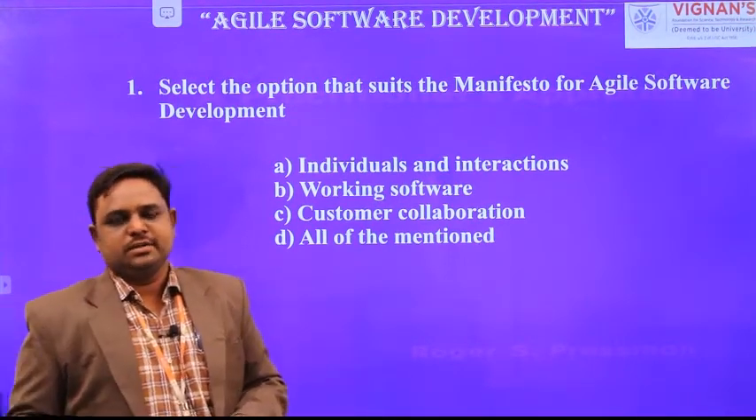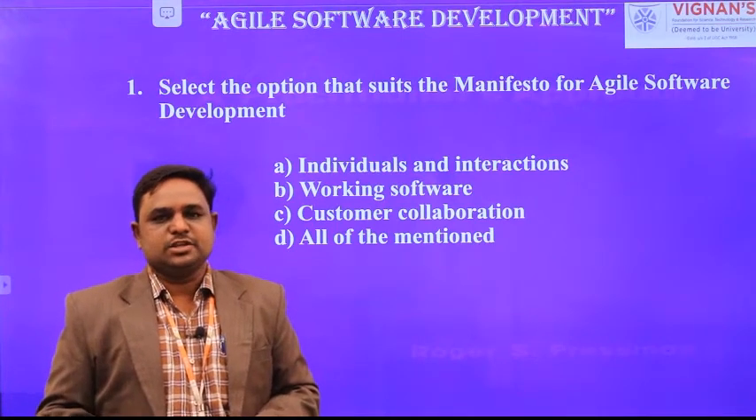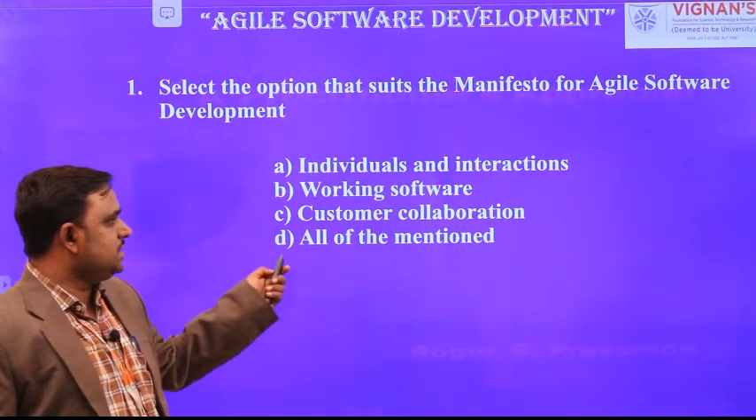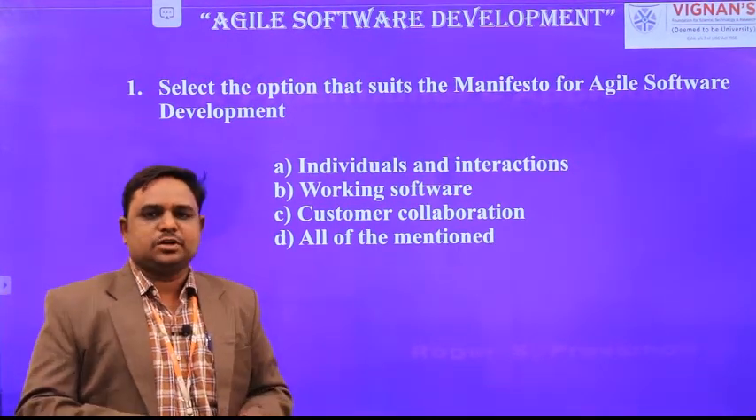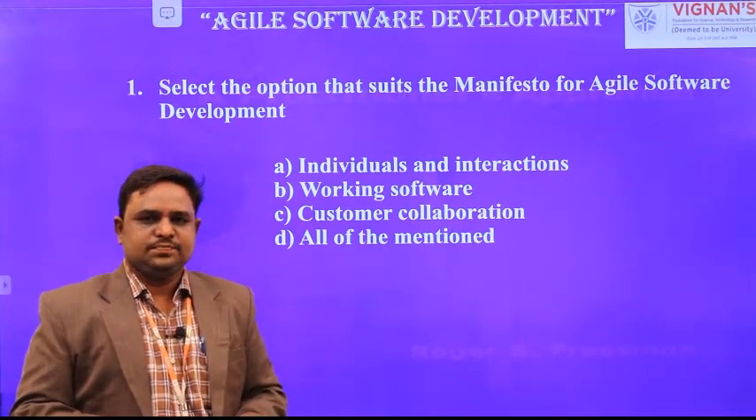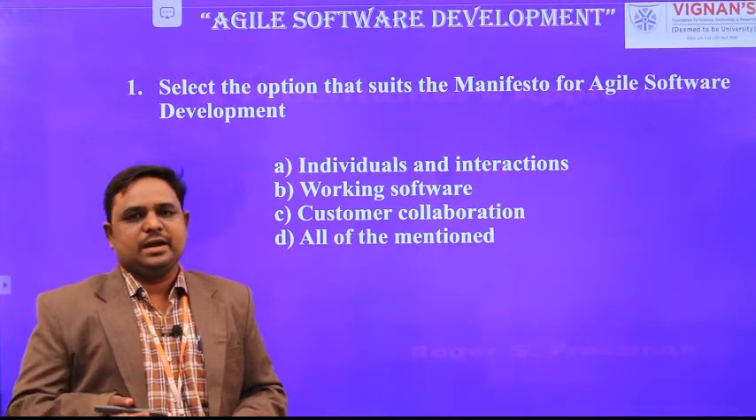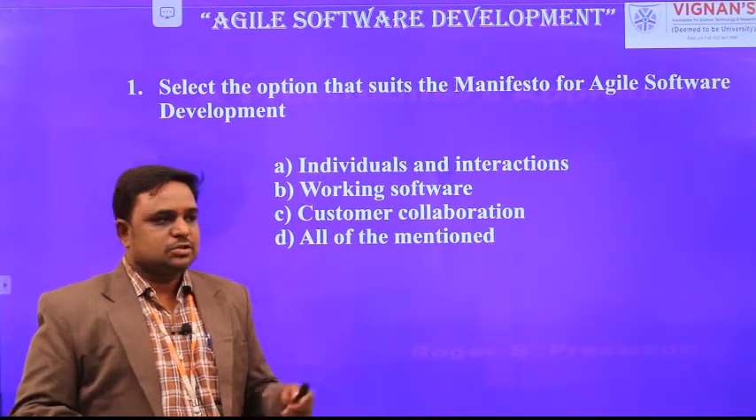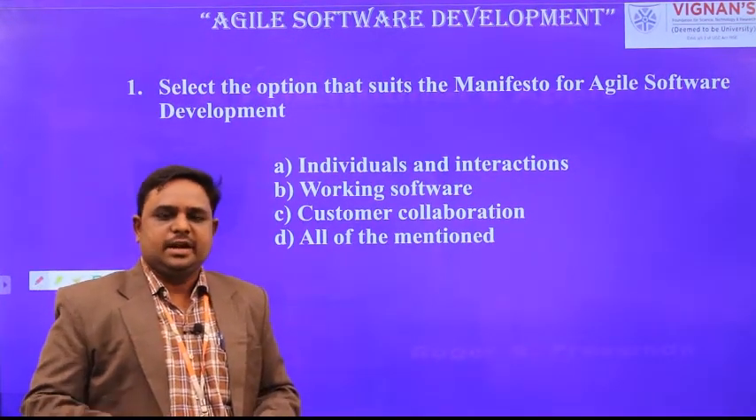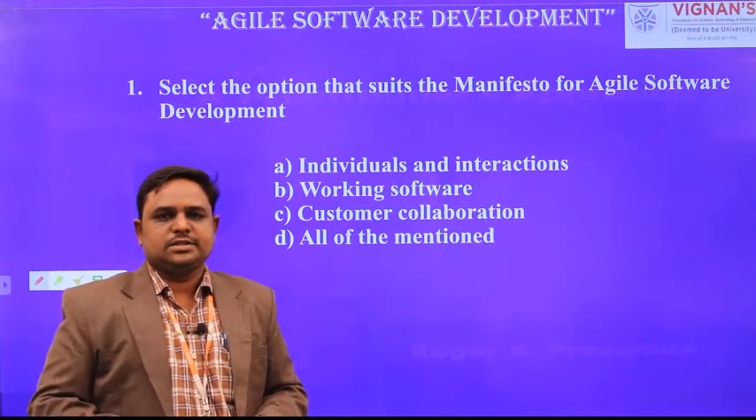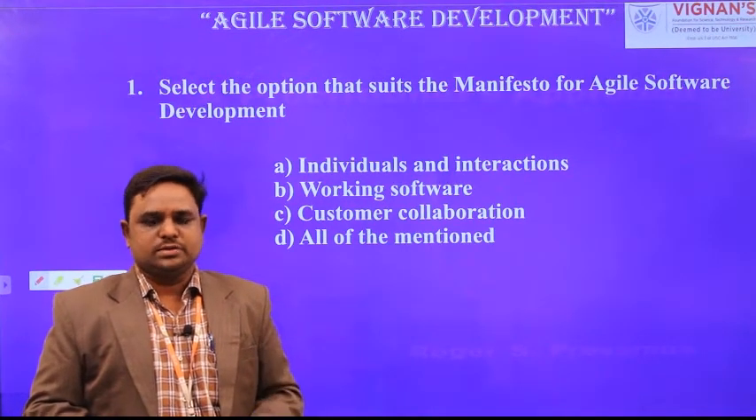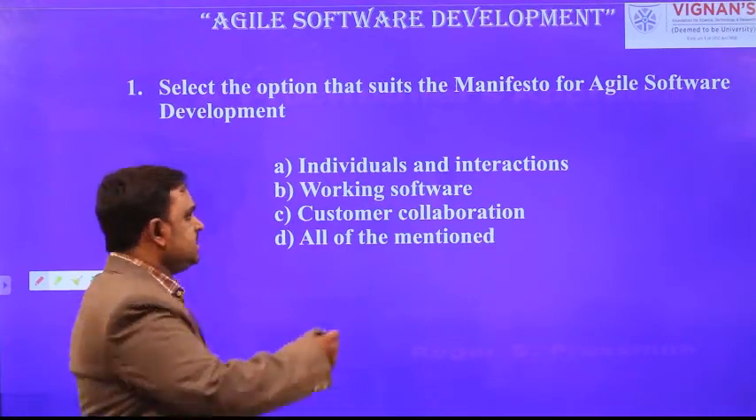In Agile methodology we have 4 values and 12 principles. Here they have given the 4 values. The first one is individuals and interactions. In Agile methodology we are more concerned about individuals and interactions rather than tools. That means we are going to interact with the individuals, with the clients. So the first option is correct, as we give more preference to individuals and interactions when compared to tools and software.